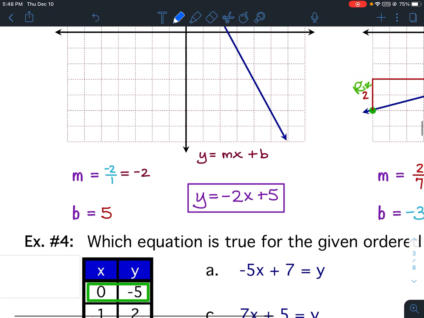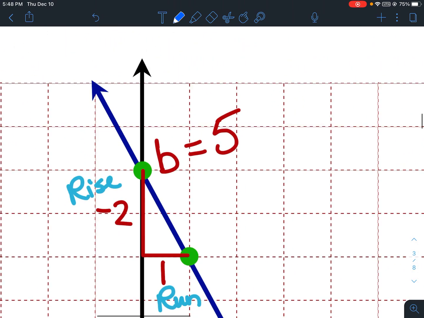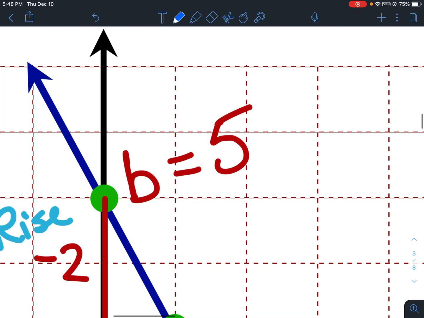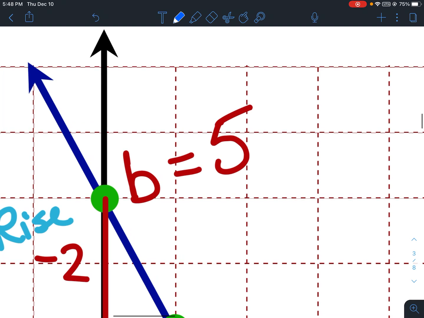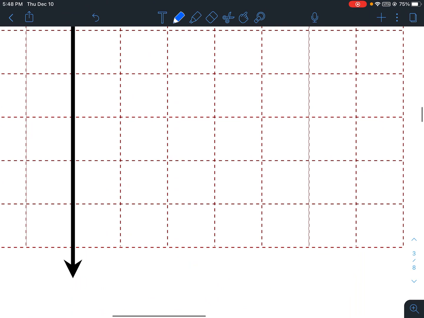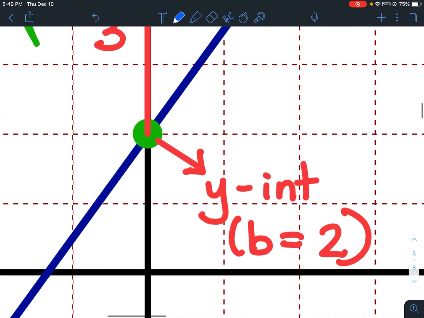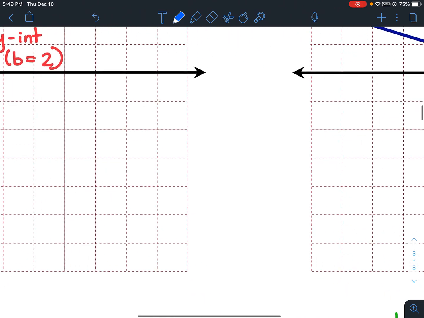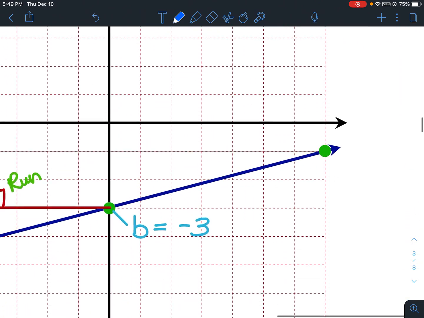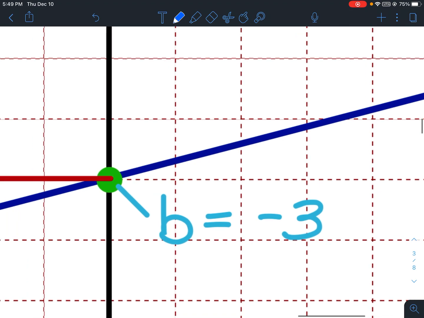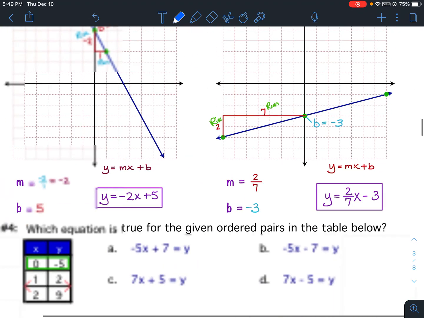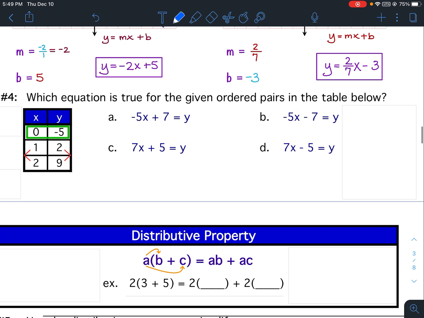Let me explain why. If you looked at this y-intercept up here, the actual ordered pair for that point is 0, 5. The ordered pair for this y-intercept is 0, 2. The ordered pair for this y-intercept is 0, negative 3. So again, don't write this down. It was 0, 5, 0, 2, 0, negative 3.